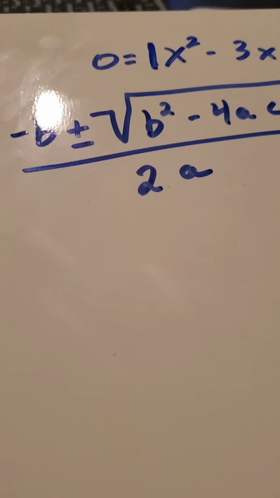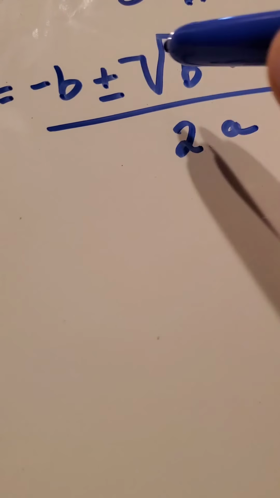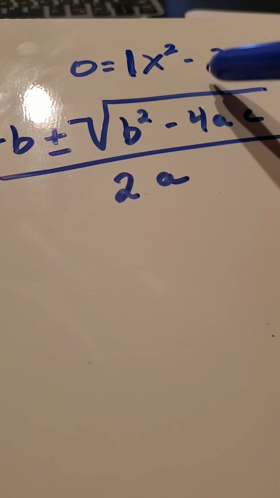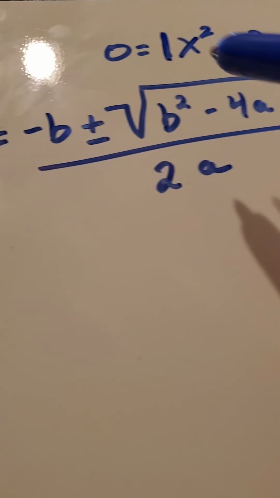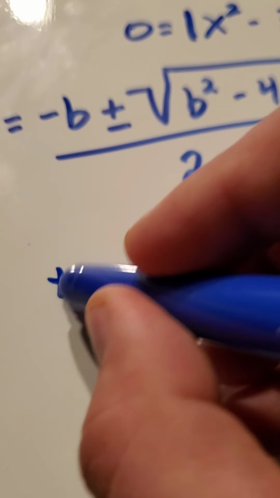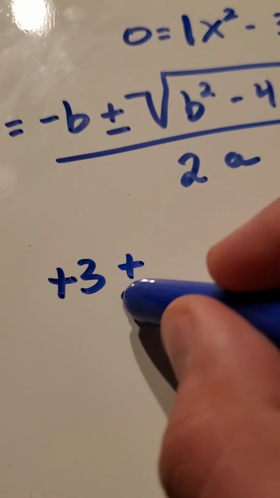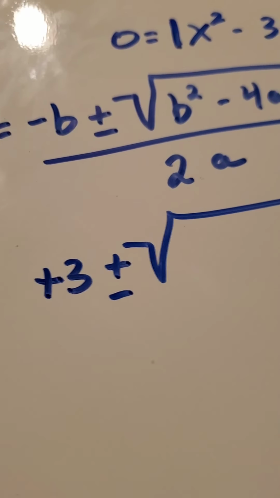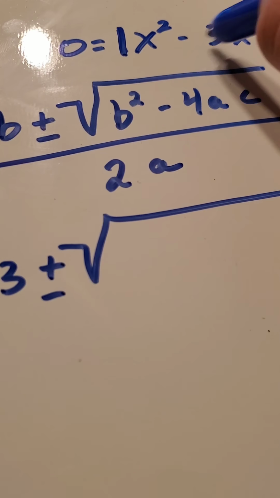Okay, so let's go ahead and try to plug in here. Opposite of b, well, my b value is originally negative 3x. So I'm going to do the opposite of negative 3, which is going to be positive 3. Plus or minus the square root of b squared, where b was negative 3.